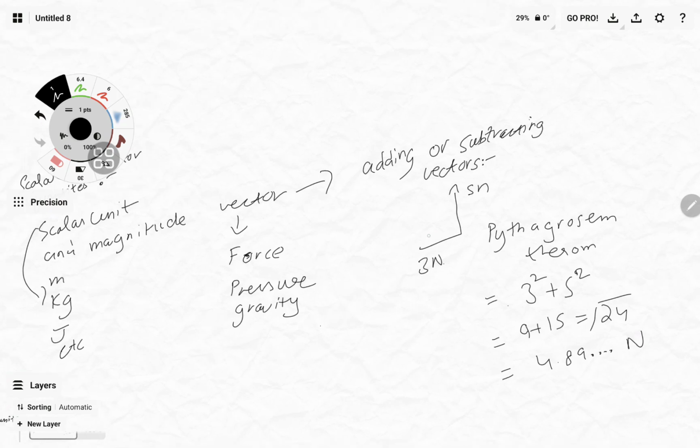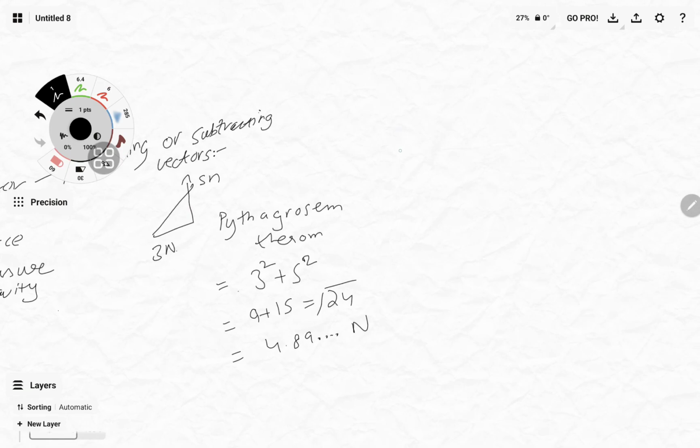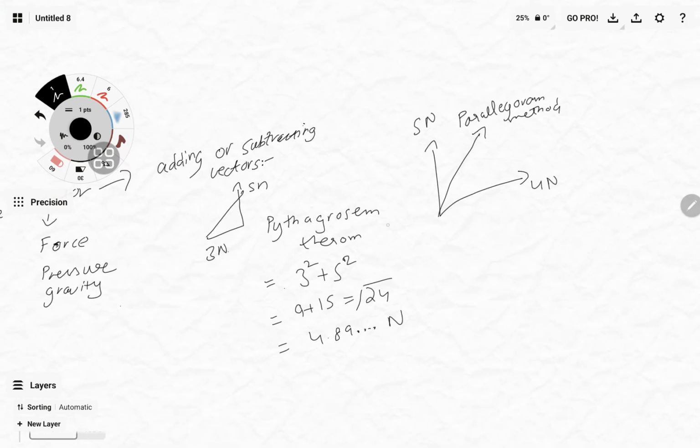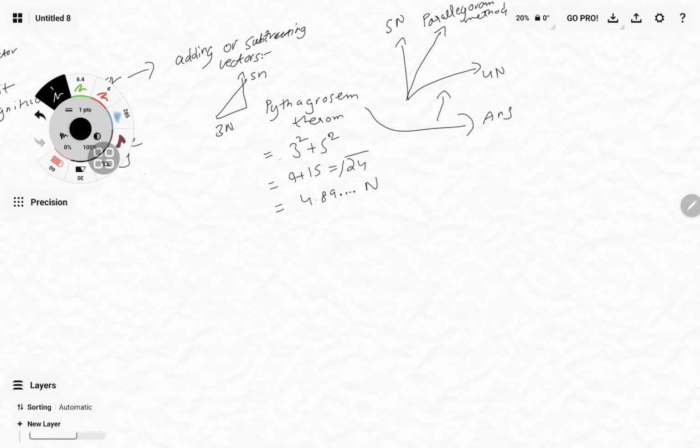Or we have another method, which is basically similar to this, but it uses a parallelogram method. So the resulting vector will emerge from here. Like this is 5 Newton, this is 4 Newton, and we will again add them like before, and we will get the answer. So that's basically it for here.